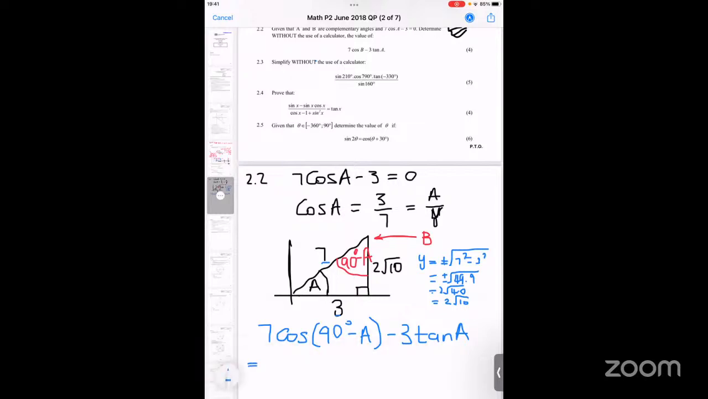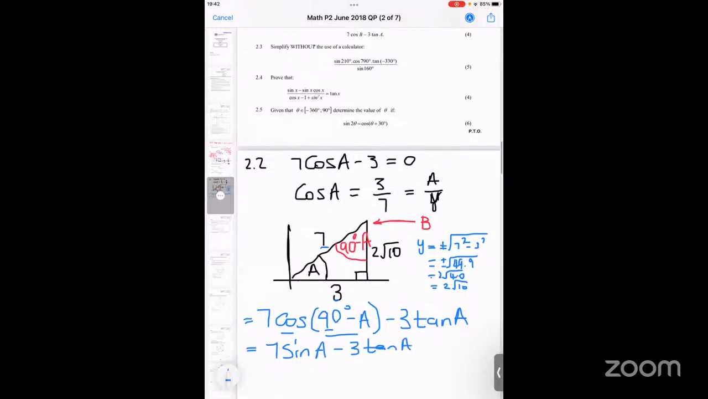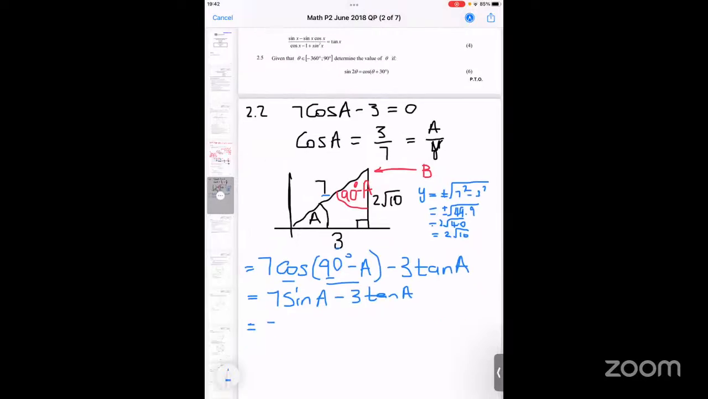So the tricky part about this question is you having to know about complementary angles. Now it should be easy, because you will say 90 minus A falls in the first quadrant, and in the first quadrant cos is positive, but because it's 90, it changes to sine. So you end up having 7 sine of angle A minus 3 tan of angle A.